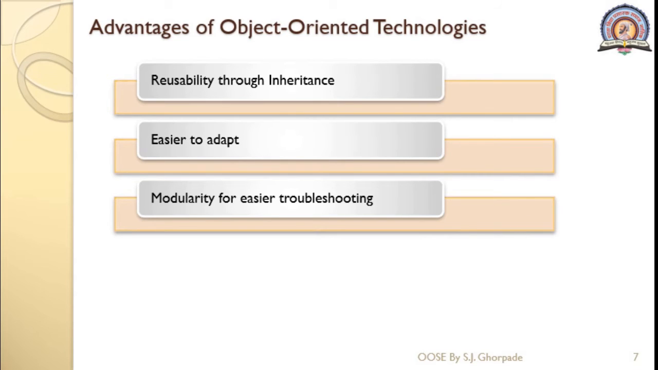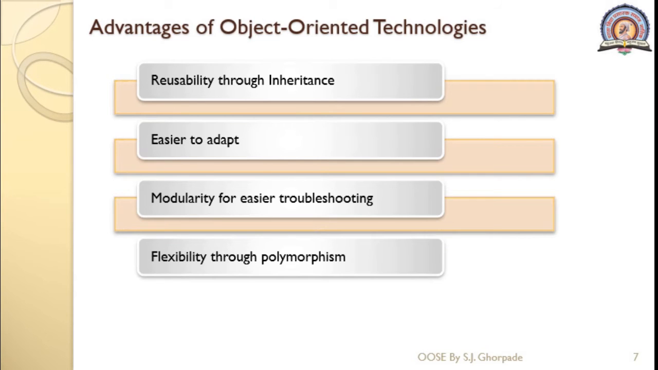Object oriented technology supports a modular approach. Modular approach means first of all objects are identified, their classes are identified, then subsystems are formed, then those subsystems are integrated, and in the same way we reach higher levels and form an entire system. So it follows a modular approach. Because of modularity, error handling and troubleshooting is easier with object orientation technologies.